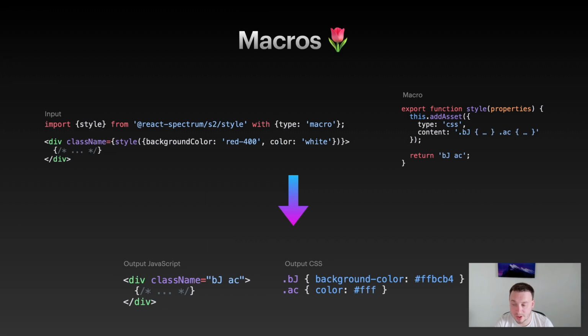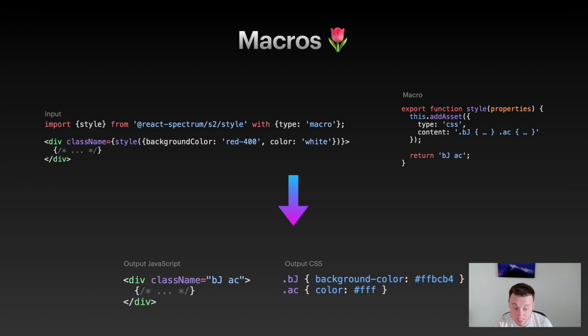The style function generates a CSS asset defining an atomic CSS rule for each property, which are shared across all uses of that property value pair. For example, anywhere background color red 400 is used, the same class is reused, which keeps our CSS sizes small. The style function then returns a string containing a list of these CSS class names, which is inlined into the original JavaScript in place of the function call.